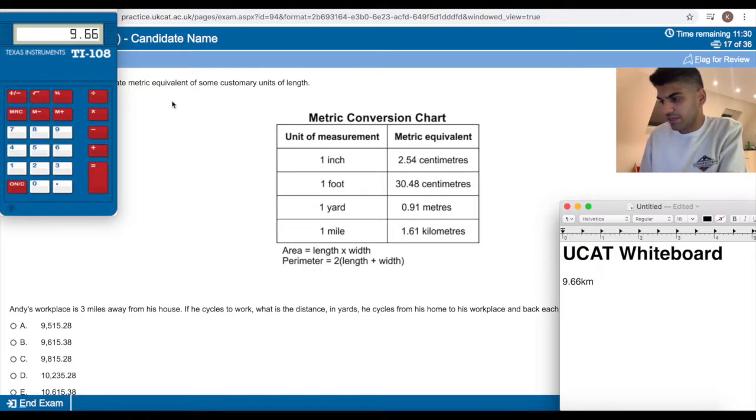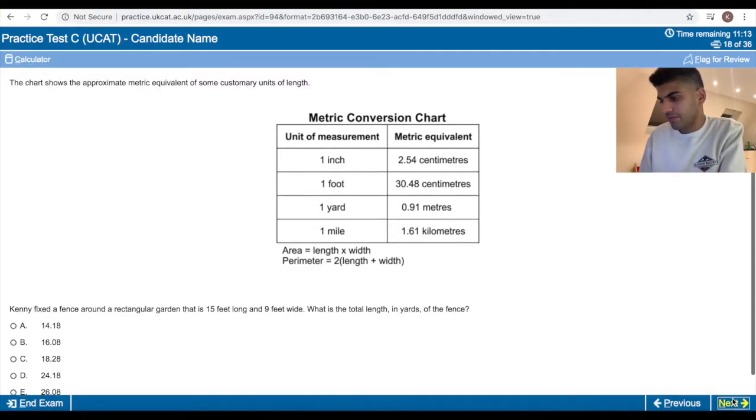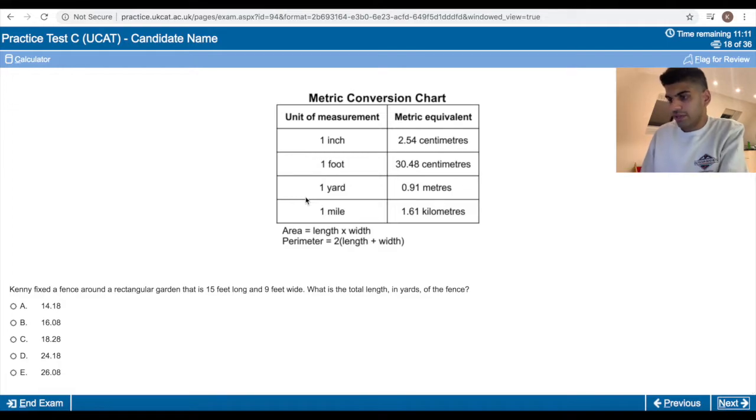Now convert kilometers into yards. So we need to convert to meters, so that's times 1,000. That's how many meters we have. And we're going to convert meters into yards, so divide by 0.91. And that gives us the answer. Okay, great.